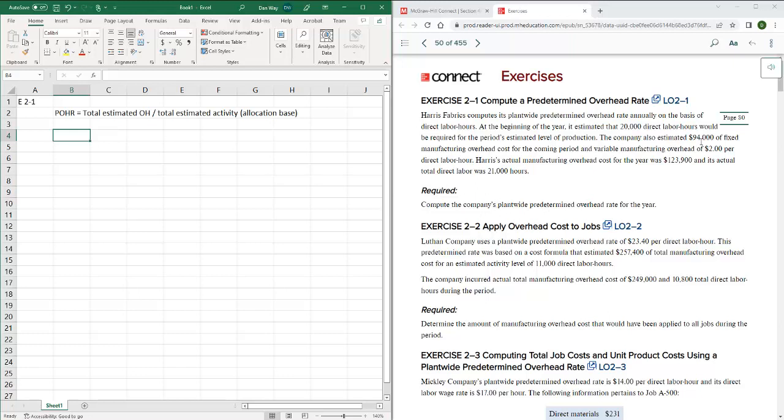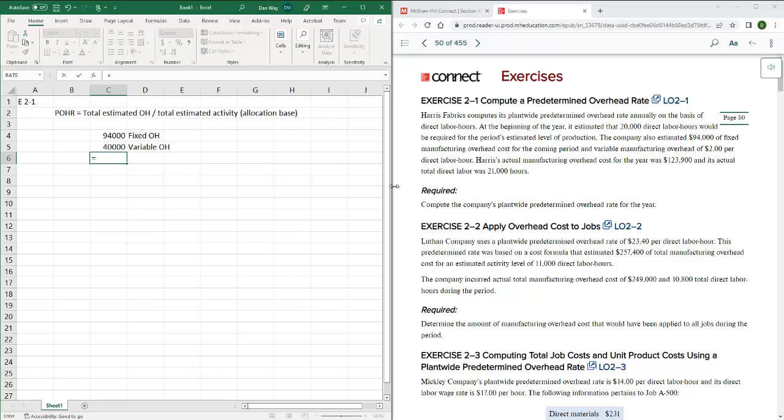Well, we know that the company estimated $94,000 in fixed overhead and also had estimated variable overhead of $2 per direct labor hour. So the total variable overhead estimated for that period then would be the $2 per direct labor hour estimated times the estimated direct labor hours for the period. Again, keep in mind, we're going to be doing these things at the beginning of the period, so we don't know what's actually happened yet. So $2 estimated rate times the 20,000 estimated direct labor hours we'd expect to work.